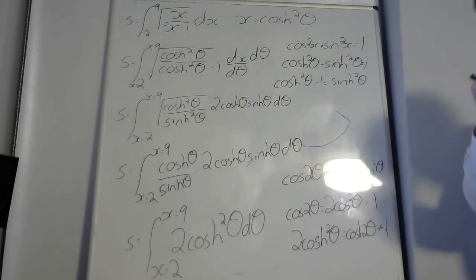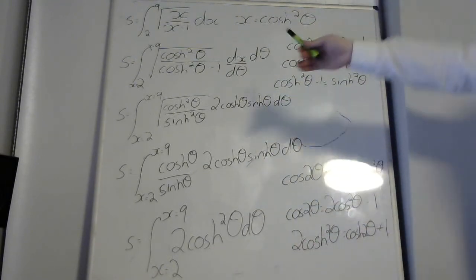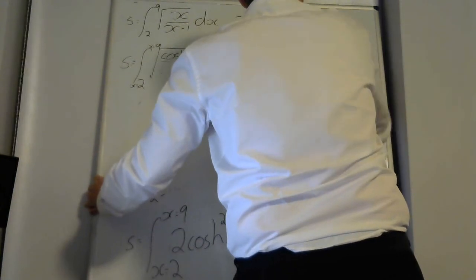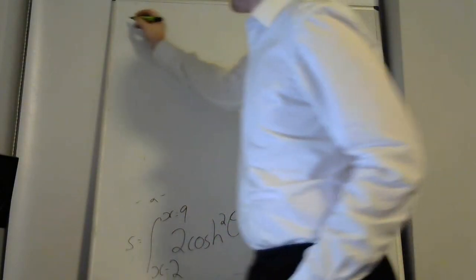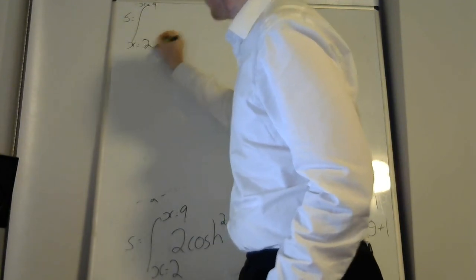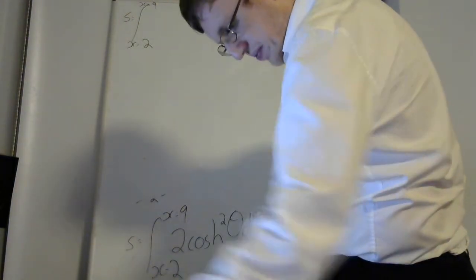Okay, cool. So I'm now going to rewrite 2 cos squared theta, and I'm going to go back up to the top of my board to do it. I'm going to get rid of everything else. Okay, here we go. Buckle up. So the integral S is the integral between still x equals 9. I've still not changed it yet because I've got other stuff to do. 2 cos squared theta is cos 2 theta plus 1.